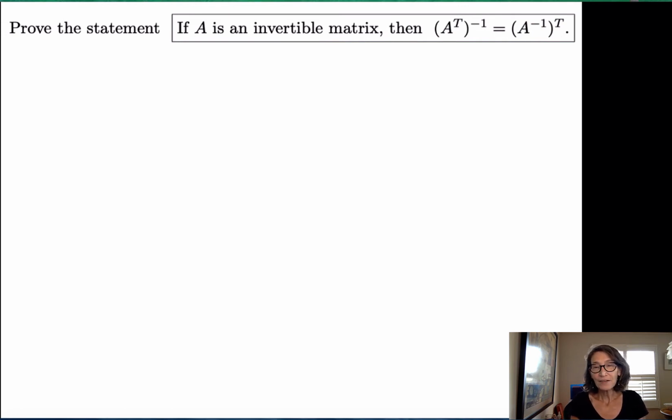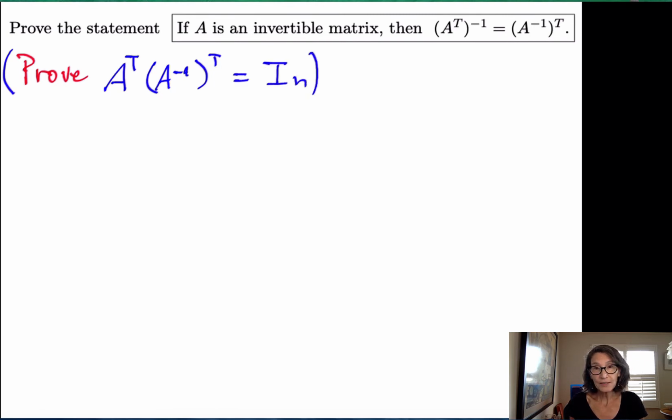On the left side, we have the inverse of some matrix. On the right side, we have some other matrix. So what we're trying to prove is that if we multiply together A transpose times that other matrix, A inverse transpose, we will get the identity matrix. And that will show that A transpose is the inverse of A inverse transpose.